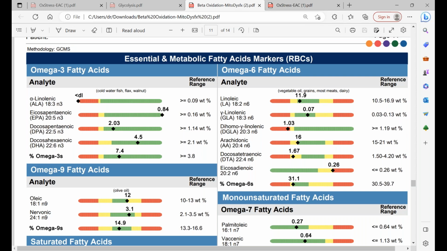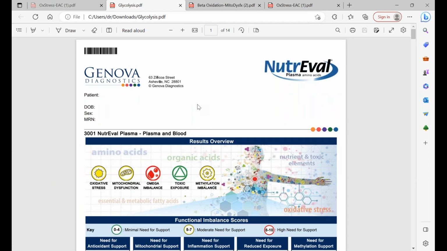So every nutrient can be a toxicant. If you give a whole bunch of wonderful fatty acids and the person is destroying their fatty acids, it's not going to help. So you want to combine the fatty acids with fat-soluble antioxidants.